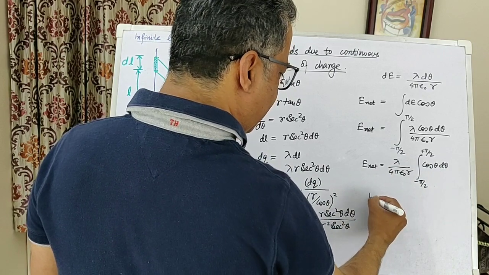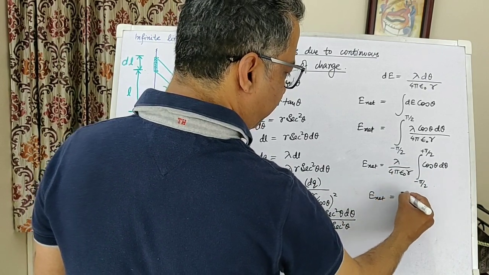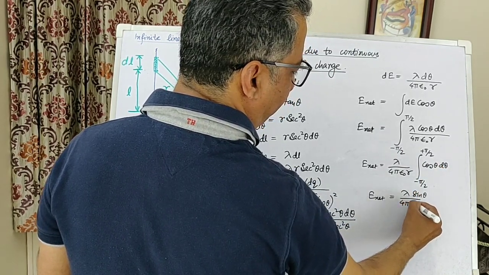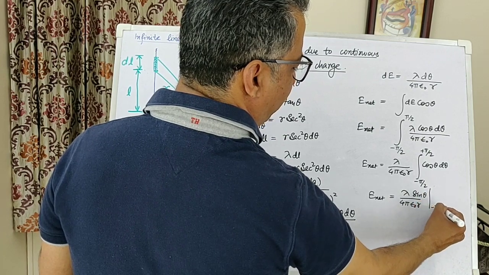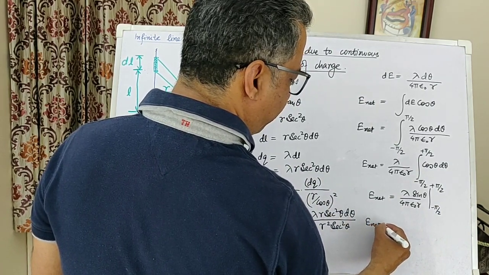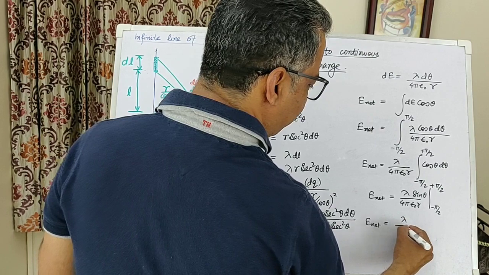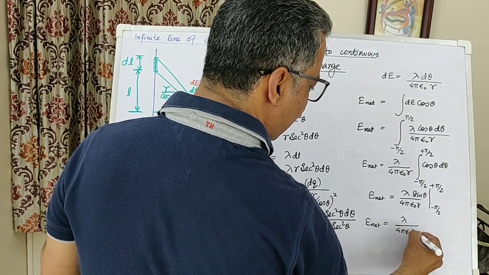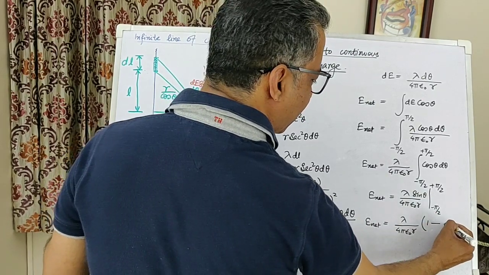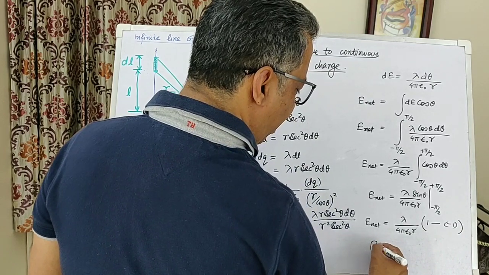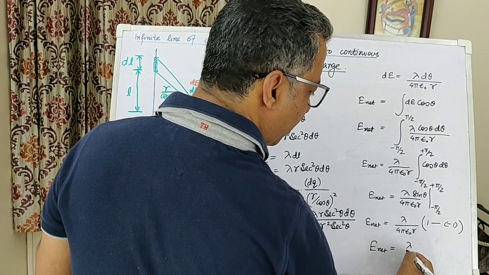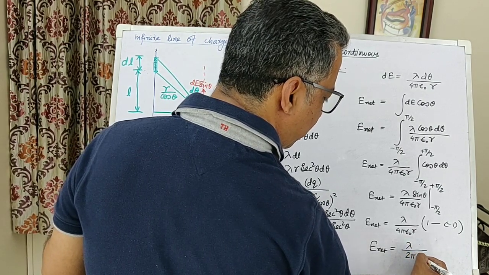Now cos theta d theta integrated gives us sin theta from minus pi by 2 to plus pi by 2, and this net electric field therefore becomes lambda by 4 pi epsilon naught r times sin pi by 2, that's 1, minus sin minus pi by 2, that's minus 1, and so we have net electric field equals lambda by 2 pi epsilon naught r.